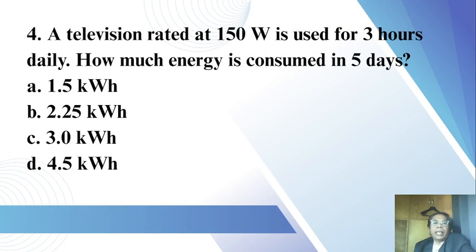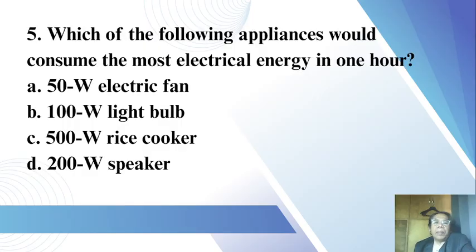Number 4. A television rated at 150 watts is used for 3 hours daily. How much energy is consumed in 5 days? Letter A, 1.5 kilowatt hour. Letter B, 2.25 kilowatt hour. Letter C, 3.0 kilowatt hour. Letter D, 4.5 kilowatt hour. Number 5. Which of the following appliances would consume the most electrical energy in 1 hour? Letter A, 50-watt electric pan. Letter B, 100-watt light bulb. Letter C, 500-watt rice cooker.